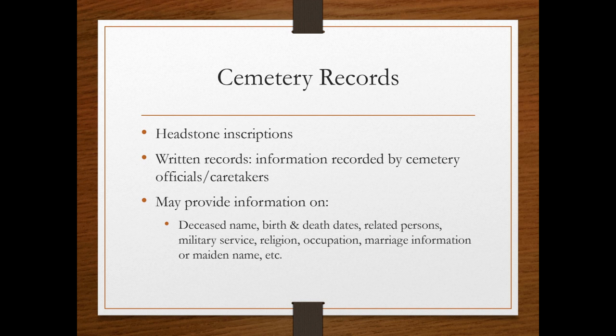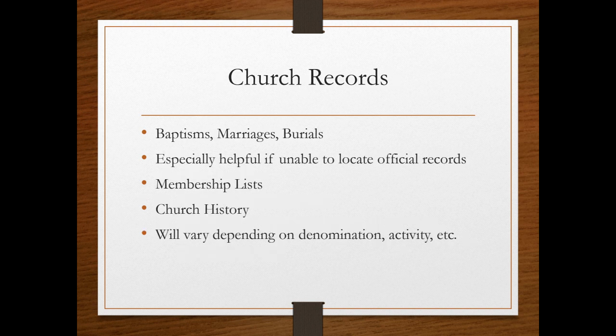Sometimes you can find related people, especially if they were buried next to each other, like their spouse. If they had military service, sometimes there's engravings or emblems on the tombstones themselves. Sometimes you can see their religion, possibly their occupation. If they were buried next to their spouse, you're probably going to see marriage information. Possibly a maiden name, exactly for a woman. You might have that information on their tombstone.